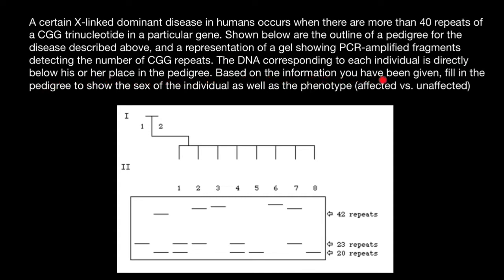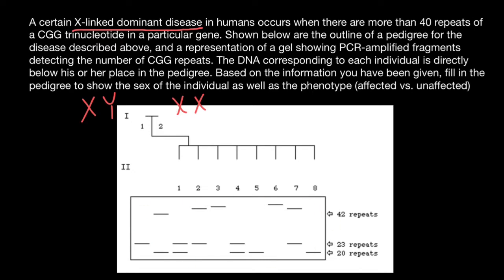Based on the information you have been given, fill in the pedigree to show the sex of the individual as well as the phenotype, affected versus unaffected. One more time, let me resume. So we know that this is an X-linked dominant genetic disorder, and that means that the genotype of the male would be, for example, X and Y, and of the female would be XX. So males would have only one allele, so one band on the gel, and females may have two alleles of different size, so they may have two bands on the gel.